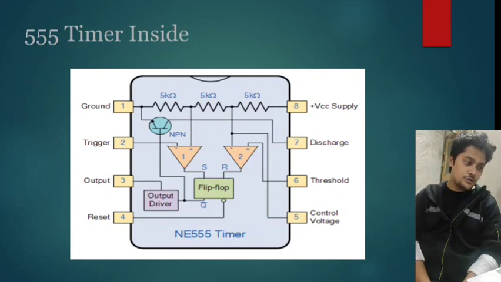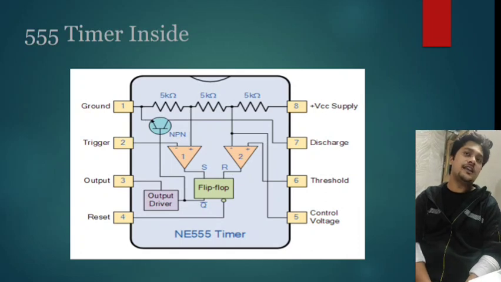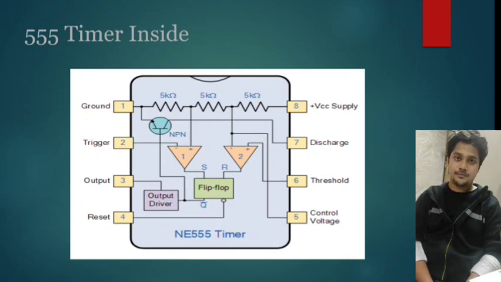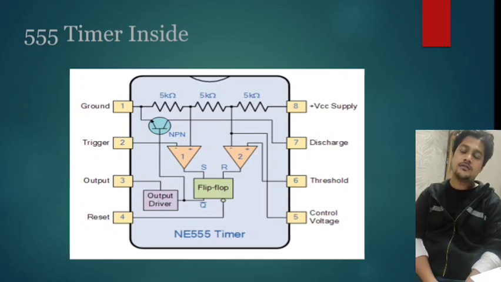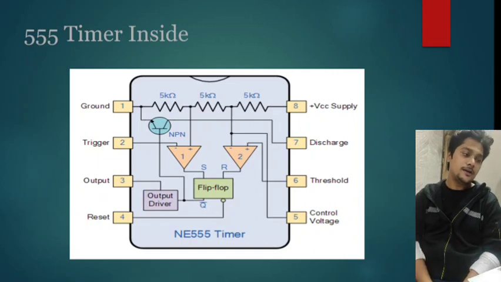And to trigger this device we need to connect the negative of the first op-amp to the second pin of this device, which is the trigger. And there are 2 pins, which is basically the 6th and the 5th pin, threshold and the control voltage, which is connected directly to the positive of the op-amp.